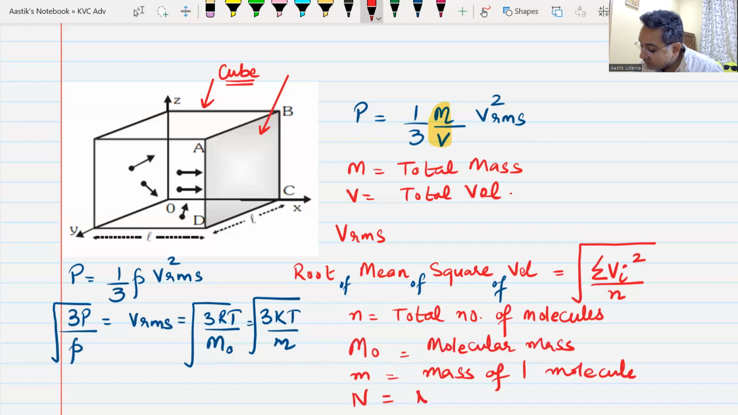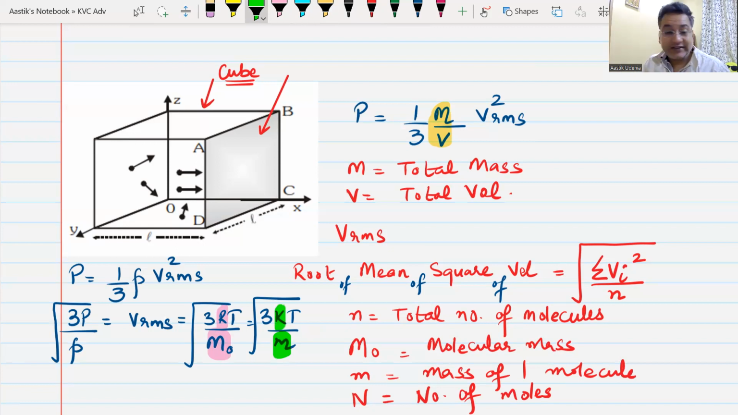Capital N means number of moles. Now what you have to remember and understand: wherever number of moles or molar mass comes, R will come with the number of moles or molar mass. Wherever you have one molecule, one atom, k will come, and you will see this coming repeatedly in this particular topic. I'll give you 1 minute to note it down.